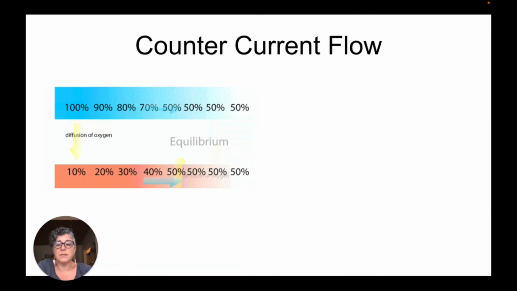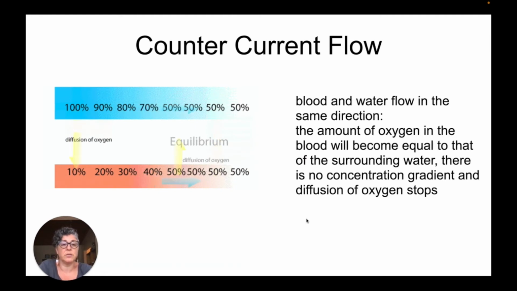So in this little diagram, we see what would happen if blood and water were both flowing past the gills in the same direction. Okay, so the blood and the water are moving in the same direction past the gills. So what's going to happen here is as oxygen is diffusing from the water into the blood, both of those fluids are moving in the same direction.